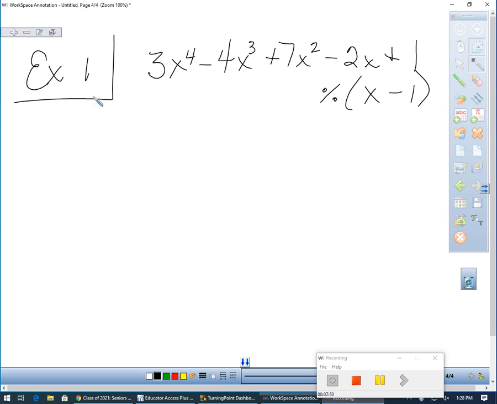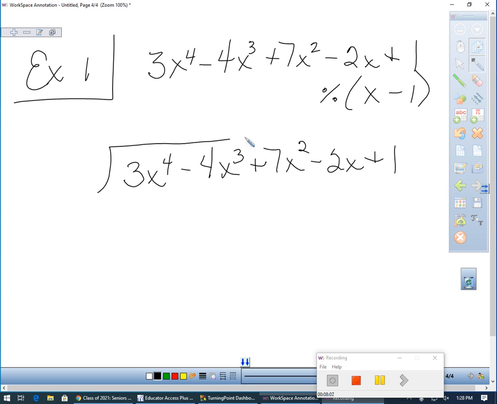All right, so the first one goes under the house, right? 3x to the 4th minus 4x to the 3rd plus 7x squared minus 2x plus 1 divided by x minus 1. So I start right at the beginning. What times x is going to give me 3x to the 4th?